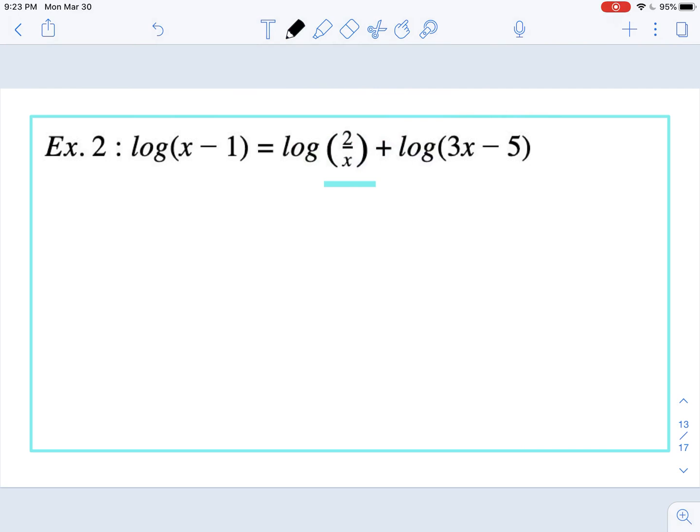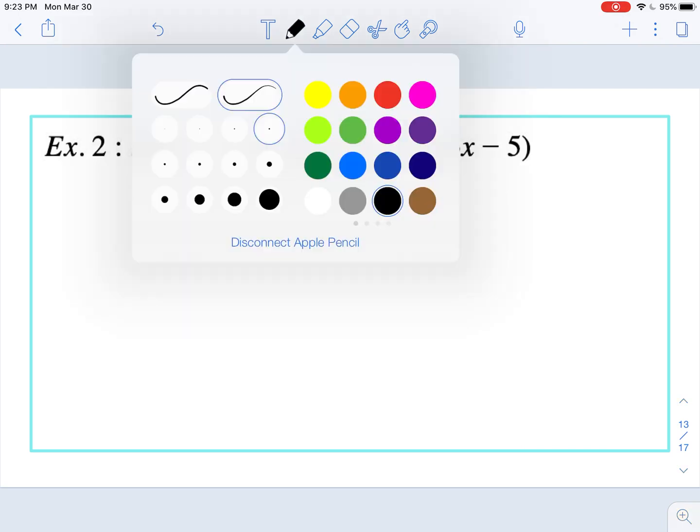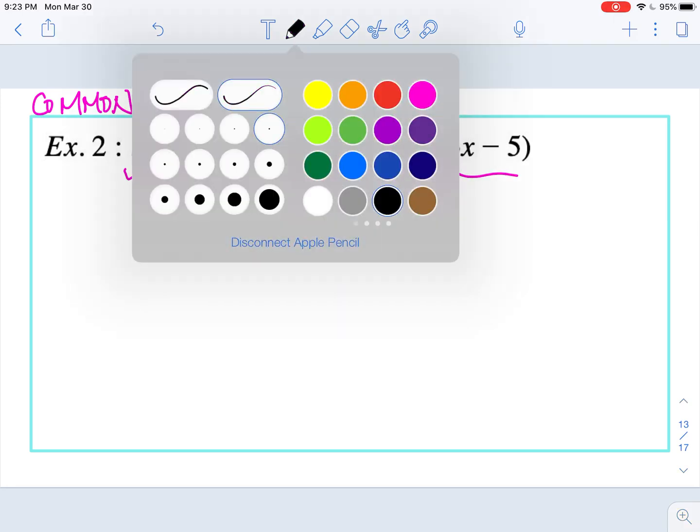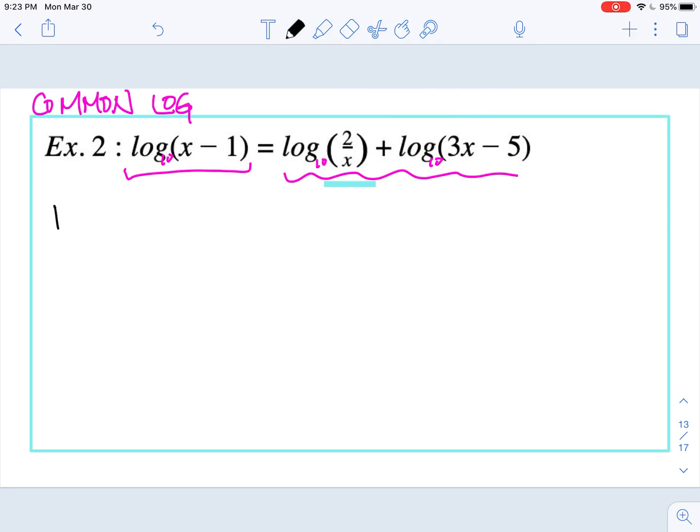All right, so you'll notice that this time I've got 3 logs, and again, those bases are missing, so I know that they're 10s. I can go ahead and put them in there, and maybe even write a reminder to myself that this is talking about the common log. Now, when I have more than 1 log like this, I'm going to keep the log on this side by itself, but I'm going to take these 2 and condense them into a single log on the right-hand side.